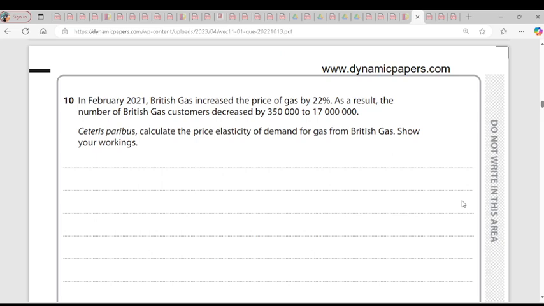That is 17 million, which is Q2, minus 17,350,000, divided by 17,350,000, divided by 122 minus 100 over 100. So we have negative 350,000 divided by 17,350,000, over 22 over 100, which is negative 2.05, which is elastic. Is it clear? Yes. Alright, so that's question 10. We go to question 11.